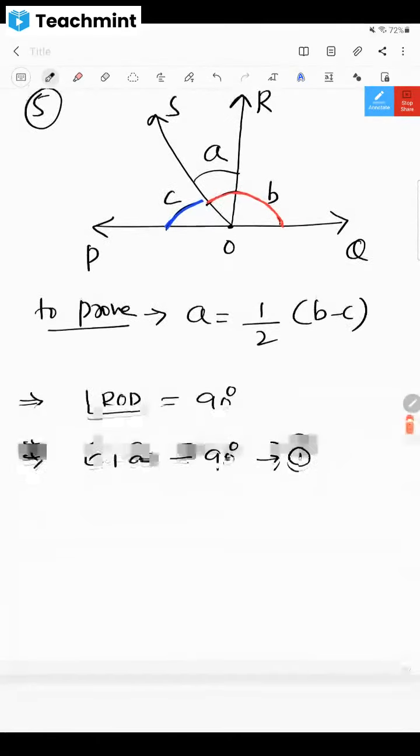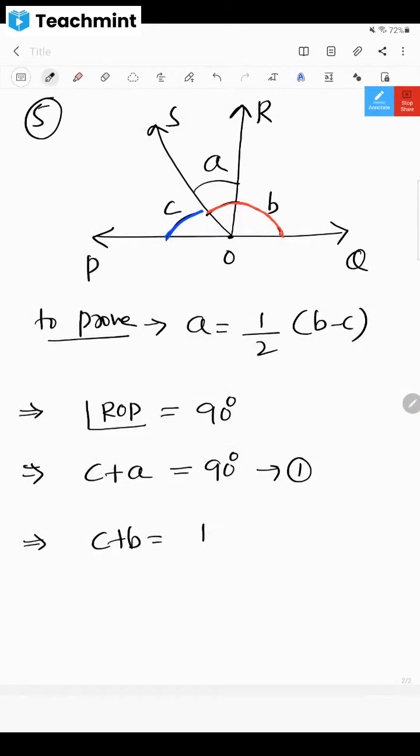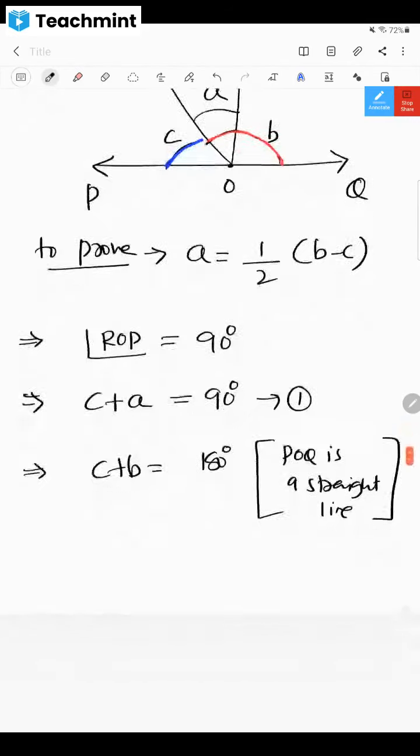Now one more thing, can I write C plus B is equal to 180 degree? You know the reason already. C plus B is equal to 180 degree. Why? Because POQ is a straight line. Correct or not? C plus B is equal to 180 degree, no?